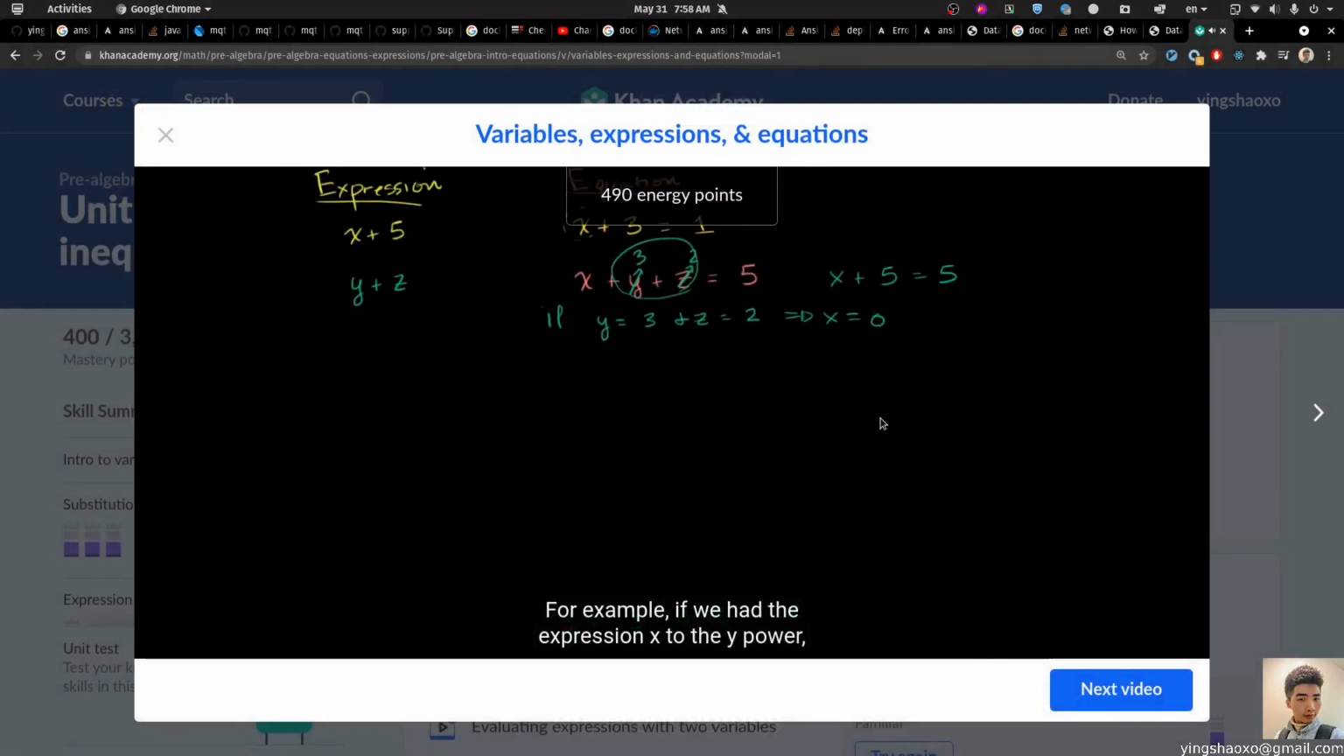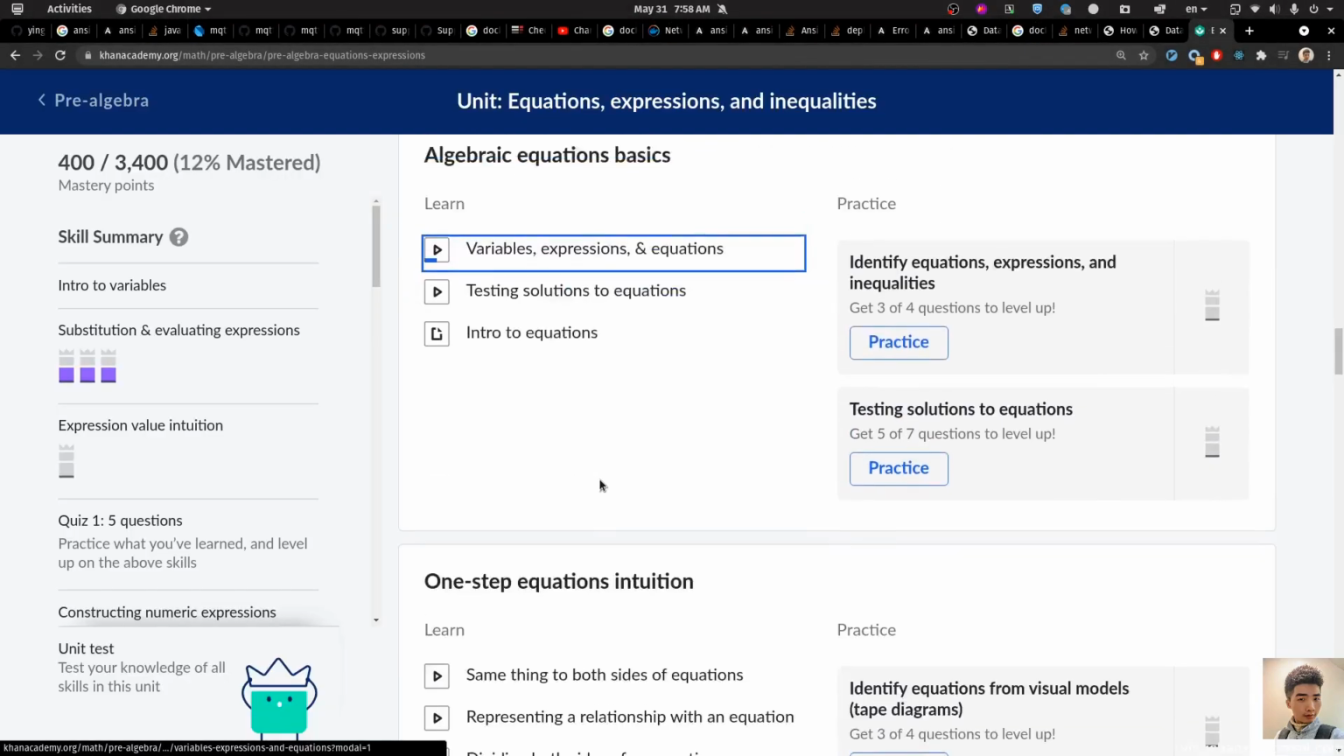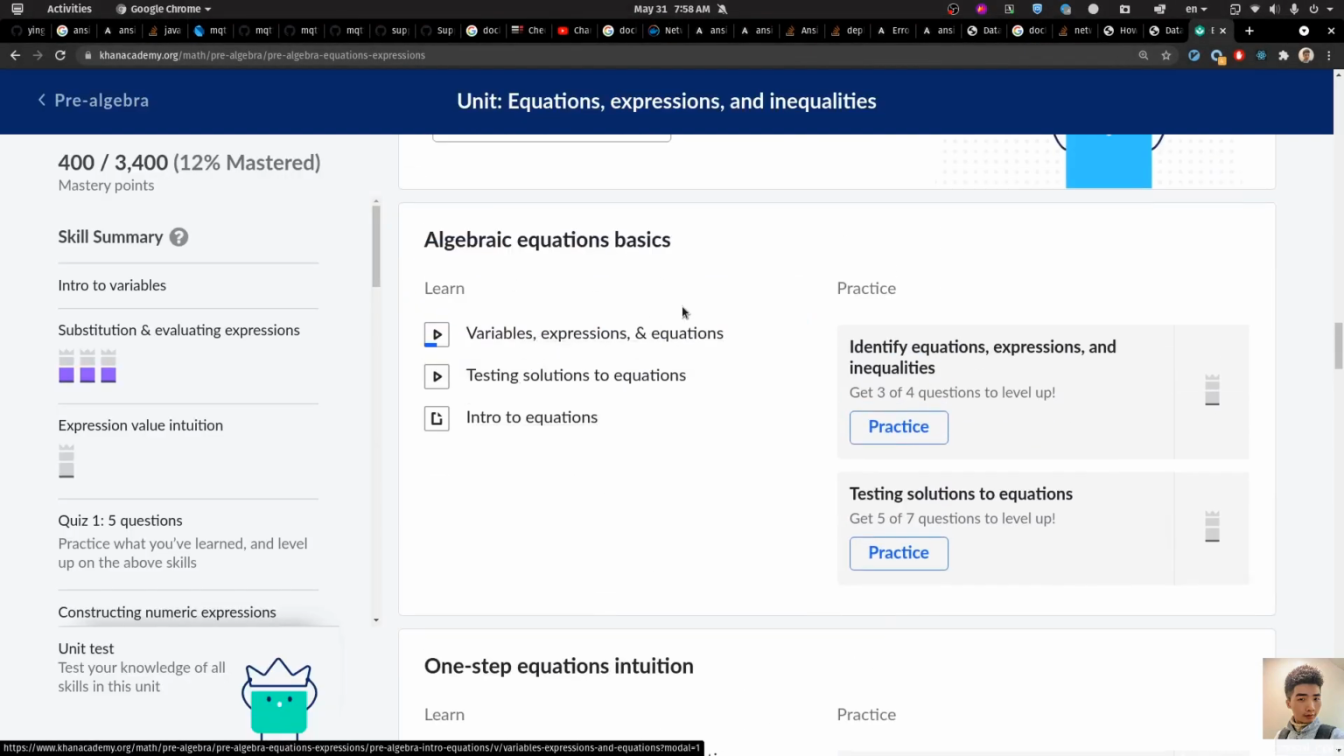We understand the base idea of a variable. Okay, then let's go on.